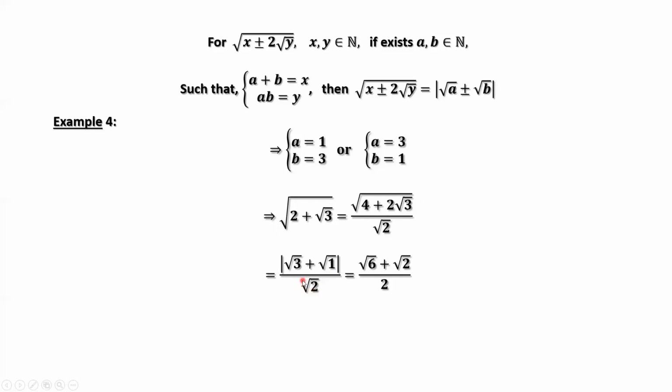How to get rid of the square root from the denominator? Both numerator and denominator times square root of 2. We have 2 here. Square root of 3 times square root of 2 equals square root of 6. Square root of 1 times square root of 2 is square root of 2. This is the answer.